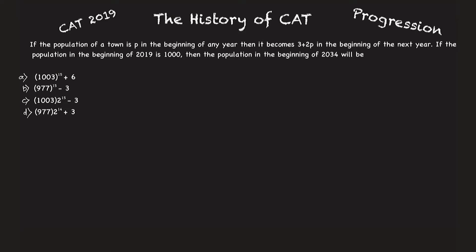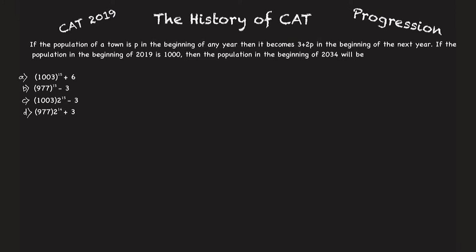Even before I start with this, please make sure you know the basic formulas for AP and GP, the sum of n terms in AP and GP, and the nth term. How do you find the nth term and the sum of n terms in AP and GP? If you know that, then this problem will be easier. So let's start.